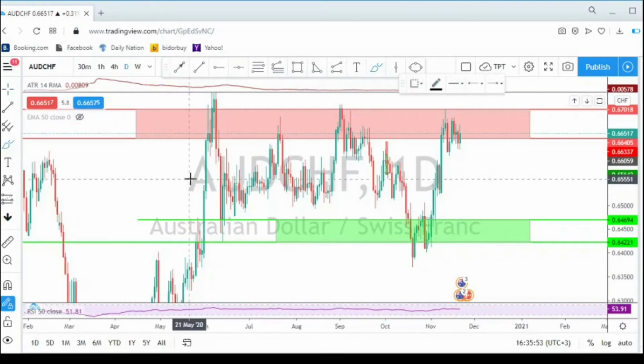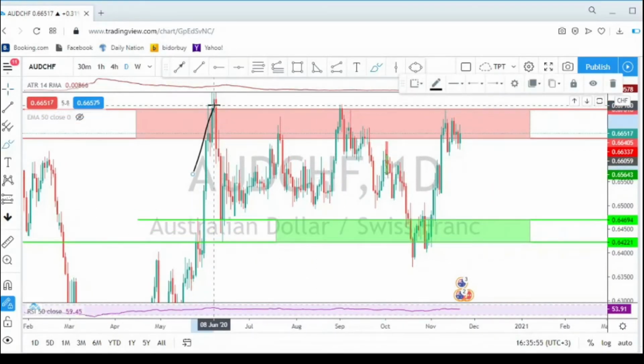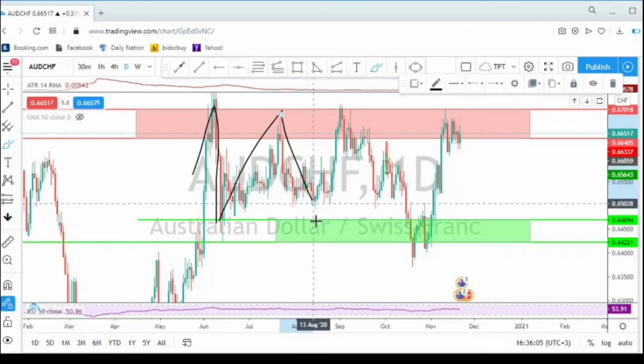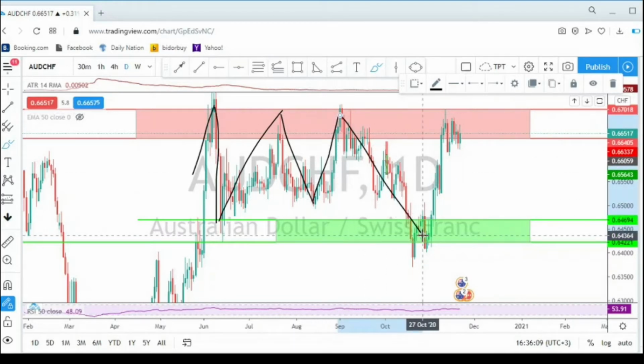We've seen that when this market came up here, it pushed this market down here, and when it came here, it pushed this market up. When the market came up here, there was a push down, and when it came here, there was a push up and a push down here.